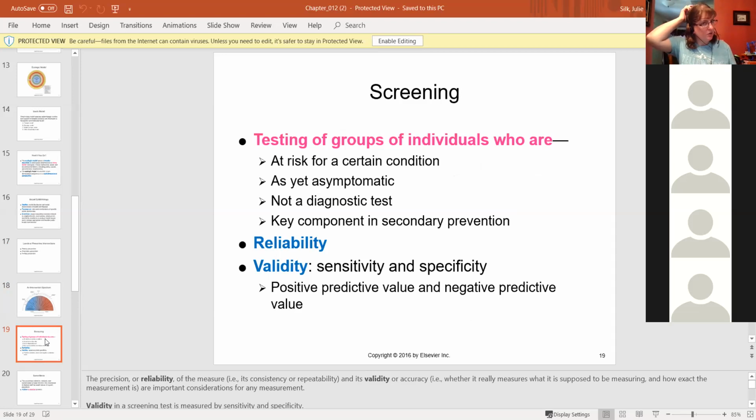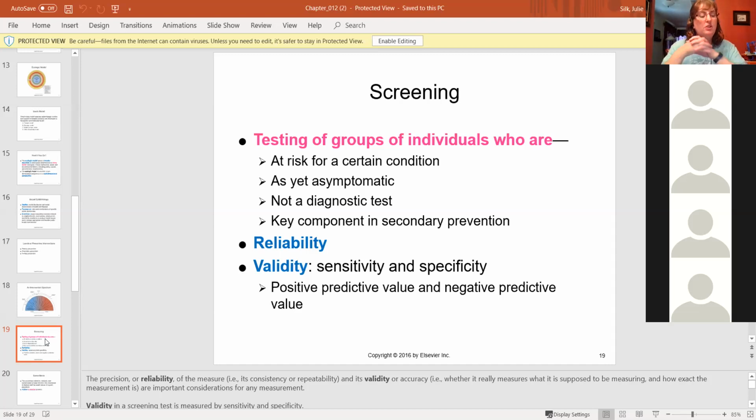Okay, so when we talk screening, this is testing of groups of individuals who are at risk for a condition. Maybe they're asymptomatic. It's really not a diagnostic test, but it's a key component in secondary prevention. So if you're going to do screening, you want to make sure it's reliable and that it's specific to what you're trying to test for.